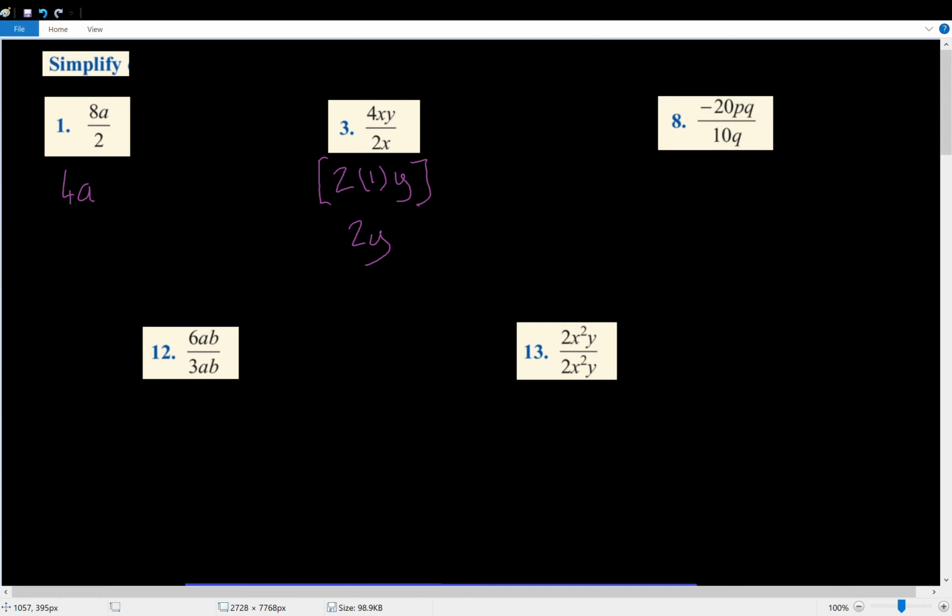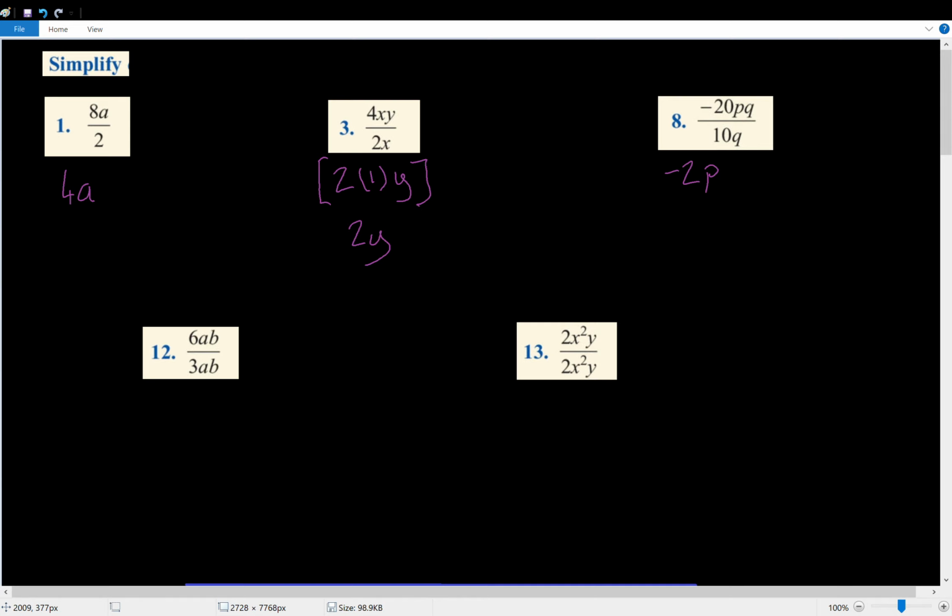Now let's look at question 8. In question 8 we have minus 20pq over 10q. So start with the numbers. Minus 20 divided by 10 is minus 2. And then p has no p on the bottom to be divided by, so that p is going to remain. And the q on top gets divided by the q on bottom, so we don't have to write it in. So our answer for this is just minus 2p.